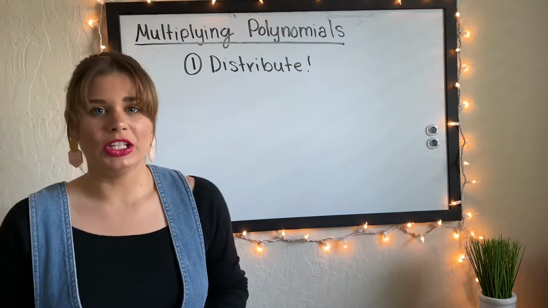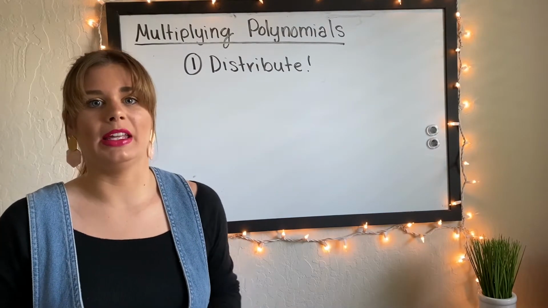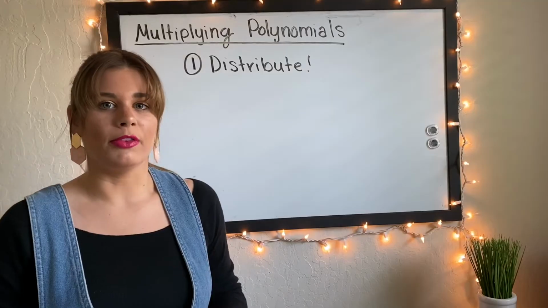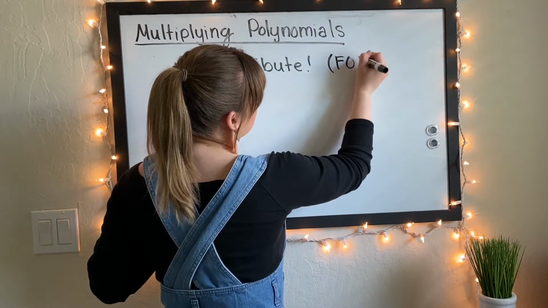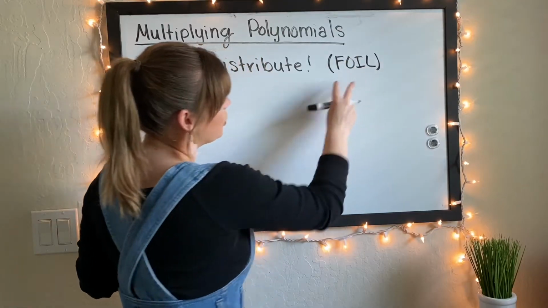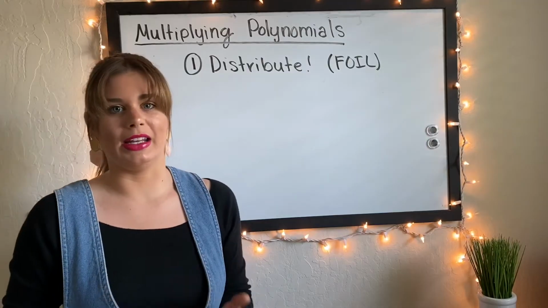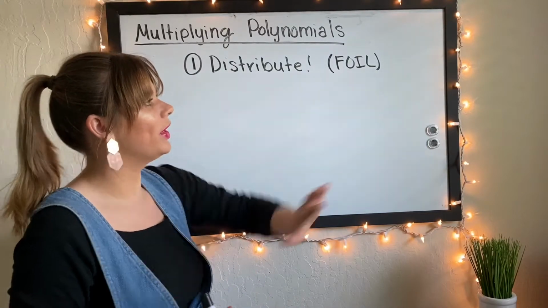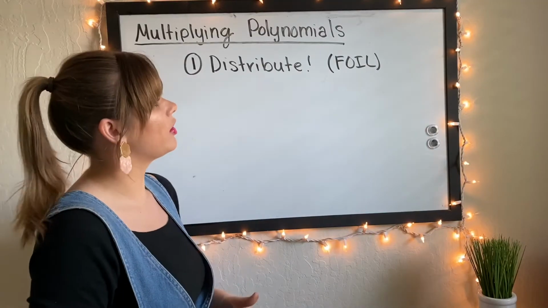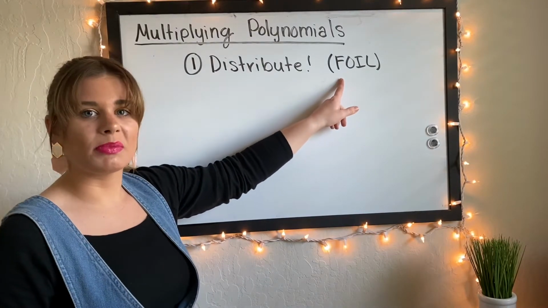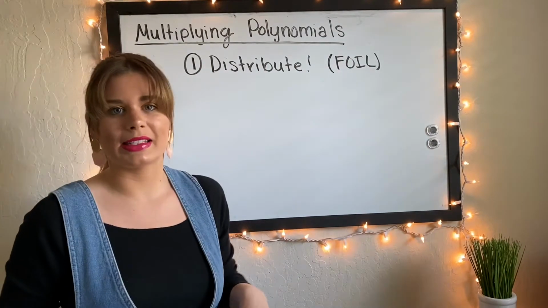A lot of teachers call this FOIL when you're multiplying binomials. That's probably the most common time that you've seen this before this course. Or FOIL. And FOIL just stands for first, outside, inside, last. And that's just a nice little mantra to help you remember the distributive property for multiplying binomials. You multiply the first terms together, then the outside terms, then the inside terms, then the last.